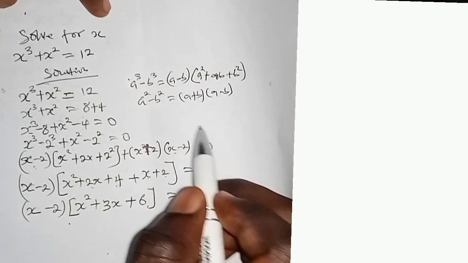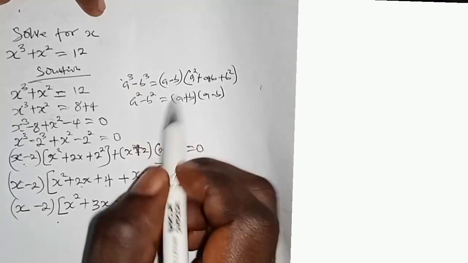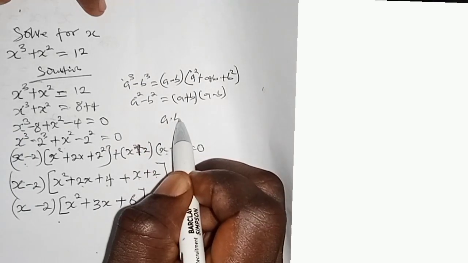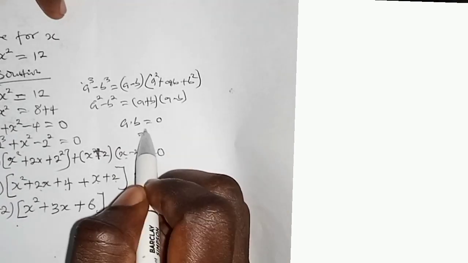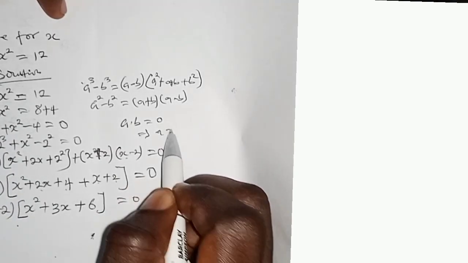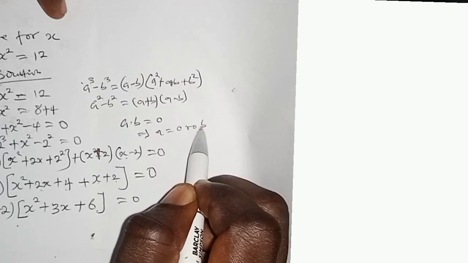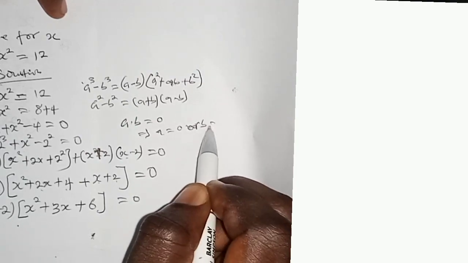You also remember that if a times b is equal to 0, it implies that either a is equal to 0 or b is equal to 0.